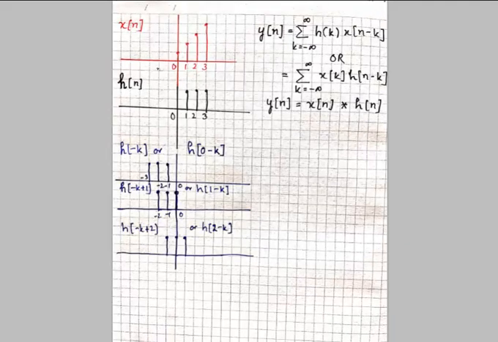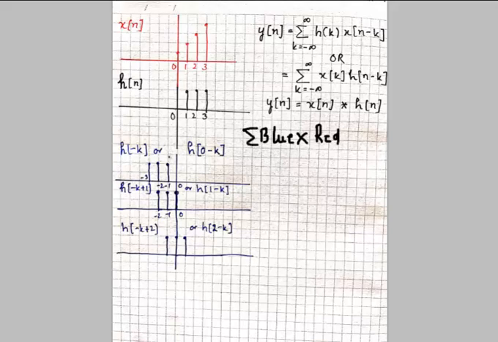We can draw as many values of h for as many n's, but in a bit I'll show you we do not need to draw all the values of h for all the values of n, because eventually we would need to find the multiplication of this blue signal with the red signal, and eventually we need to sum this up.